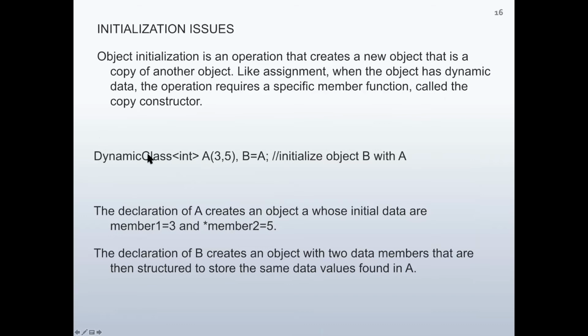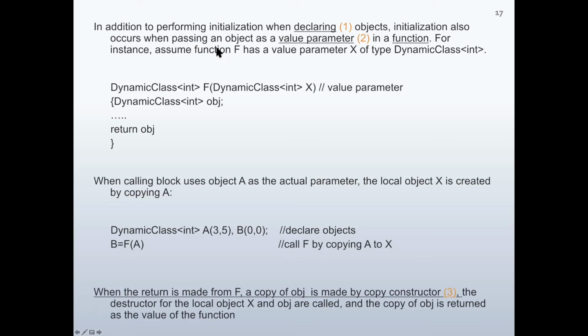A is a dynamic class integer object with parameters 3 and 5, and then we have declaration of B, which is initialized with A. The declaration of A creates an object whose initial data are member 1 is 3 and the object pointed by member 2 is 5. The declaration of B creates an object with two data members that are then structured to store the same data values found in A.